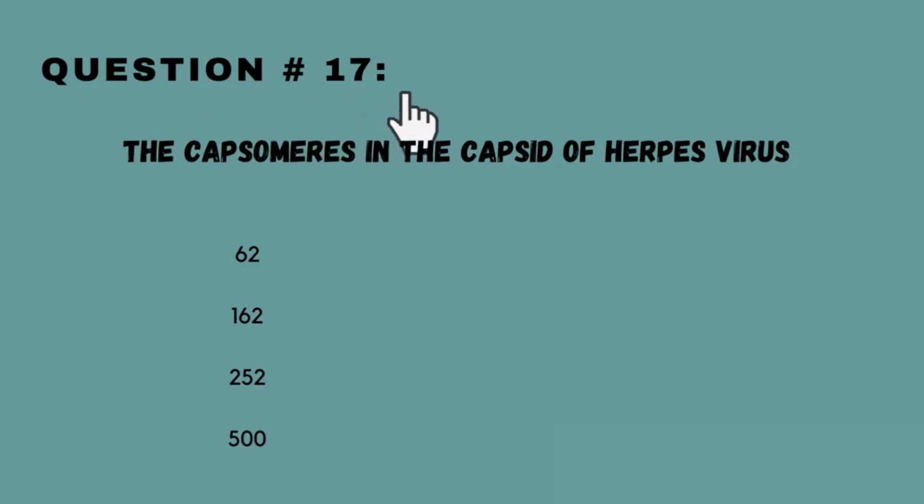Question number 17. The capsomeres in the capsid of herpes virus. Correct answer is 162. While 252 are present in adenovirus.